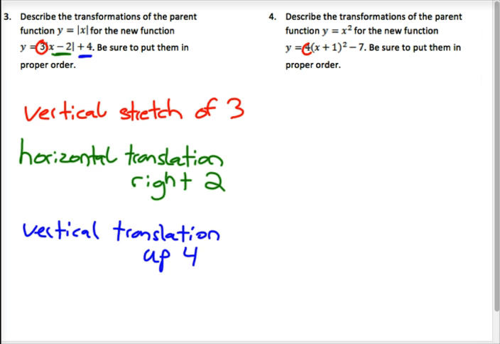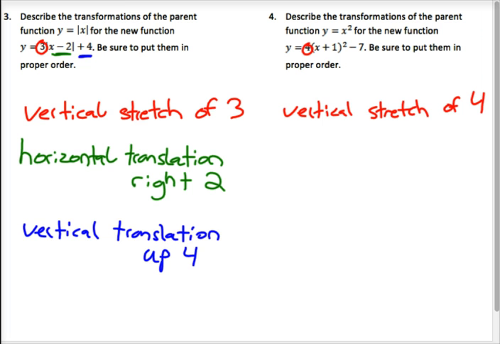The first thing I come across when I'm reading my function is that 4 that's multiplying it. So because of that 4, again, any multiplication, we know that it's talking about a vertical stretch. And in this case, what is our vertical stretch? Well, it's a vertical stretch of 4.